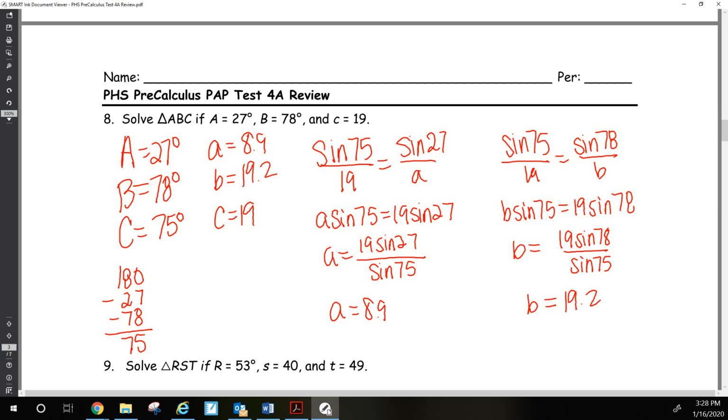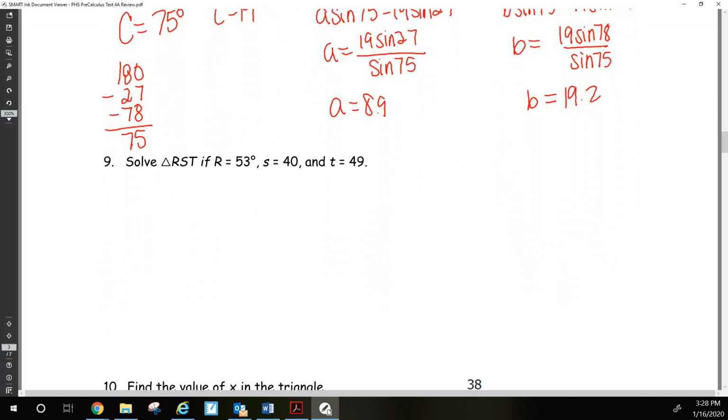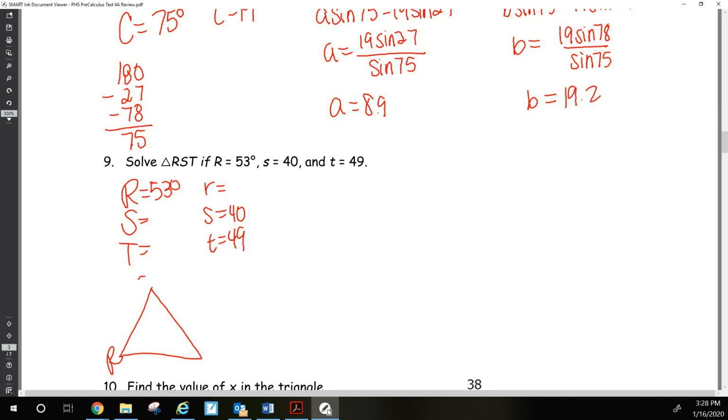All right, number 9. We're solving R, S, T. We know R is 53 degrees. We've got little r, we don't know. S is 40, T is 49. When I set up this triangle, R, S, T, we know R is 53, little s is 40, little t is 49. Got a side angle side, so I'm going to use law of cosines.